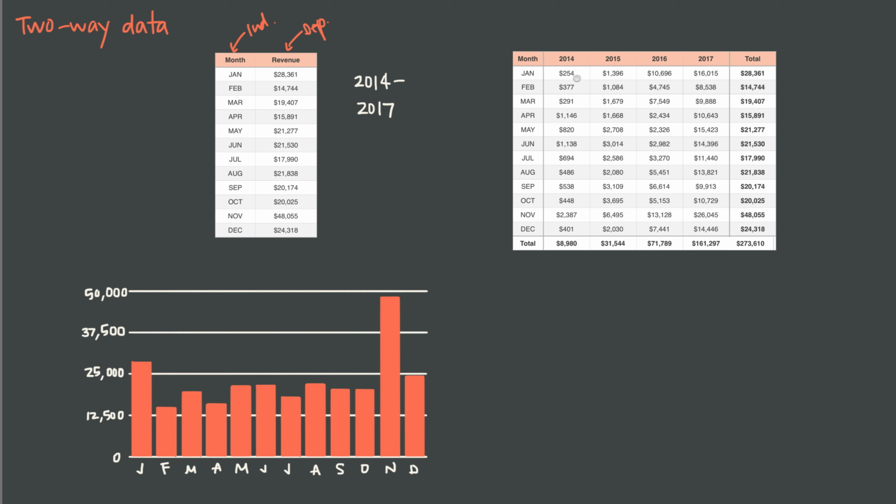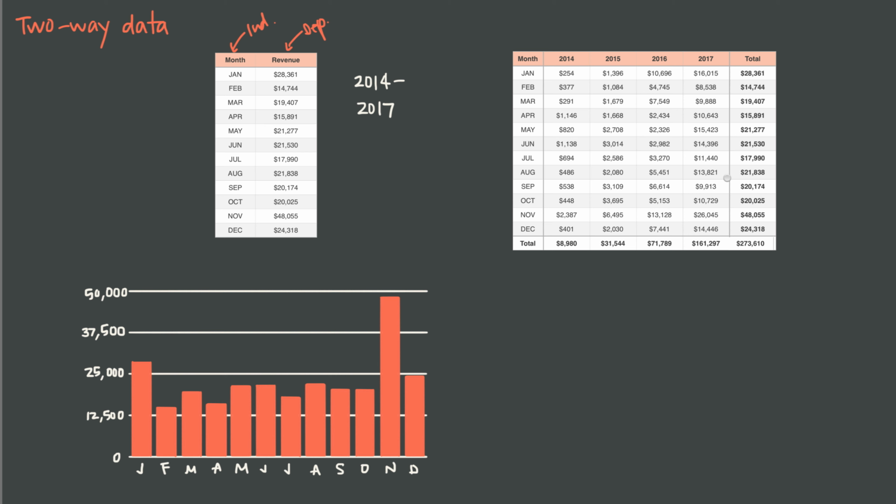The least he ever made was $254, which was the very first month he was ever in business, January of 2014. And I could look and see the very best month for any particular year, or I could see the very worst month for any particular year. I also have data where now I could, for example, create a line graph of just his data for 2014, or just his data for 2016, or just his data for August year over year.